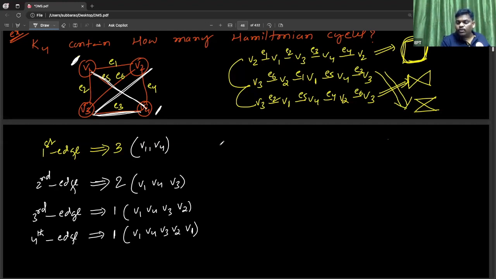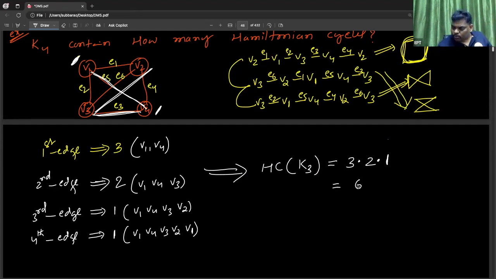Now if you observe clearly, listen, this is the answer. Number of Hamiltonian cycles in K4 is equal to: 3 possibilities first, 2 possibilities next, 1 possibility next. Forget about the last one because that is by default; you have to come back. 3 into 2 into 1, which is going to be 6. But the same cycle will be counted twice. Divide by 2, which becomes 3.